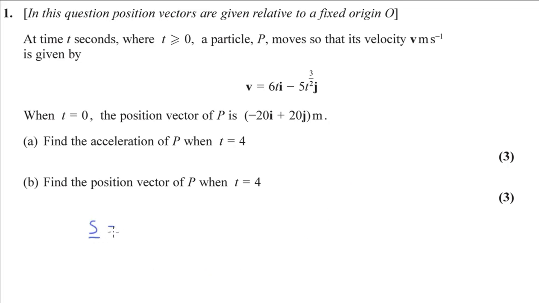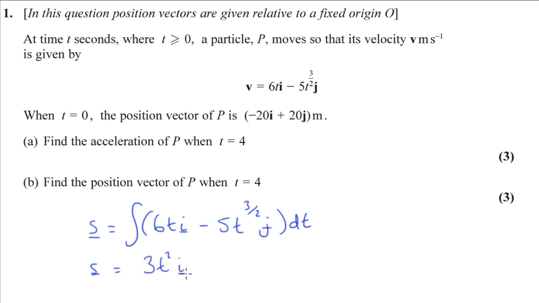So I'll call that s for displacement, the integral of 6ti minus 5t to the 3 over 2 j. When we integrate that, we're going to get 6t squared over 2, so that's 3t squared i, minus, integrating this, 5t to the 5 over 2 divided by 5 over 2. That's going to cancel and just give us 2t to the 5 over 2. I'll put plus c, some vector c.